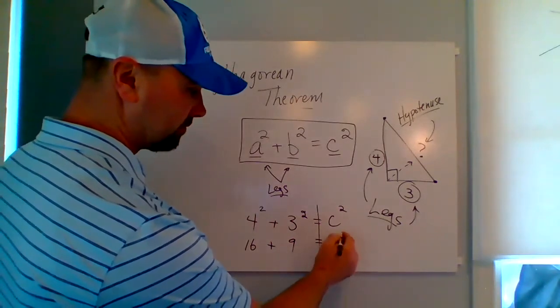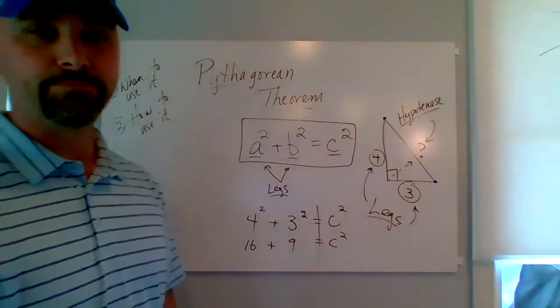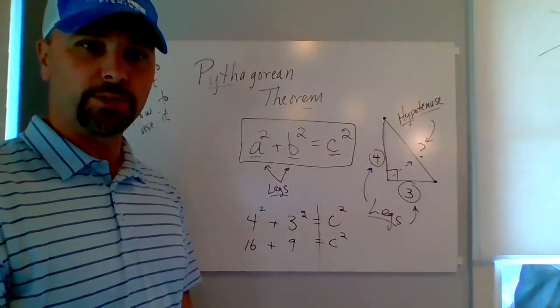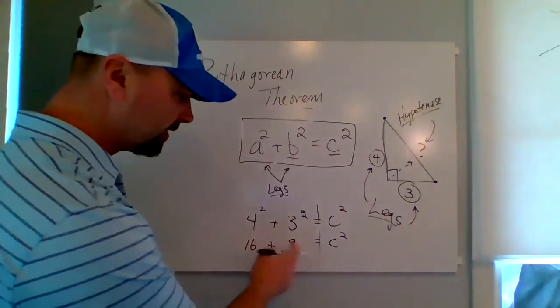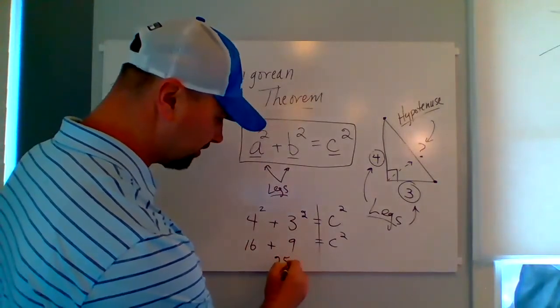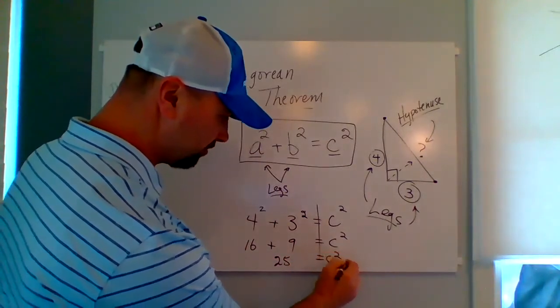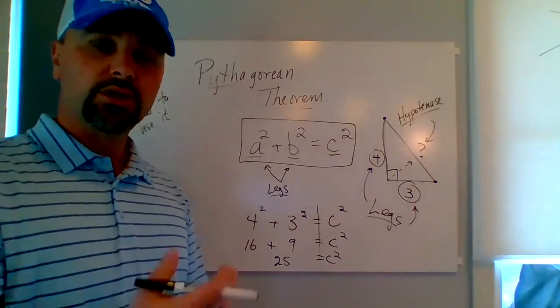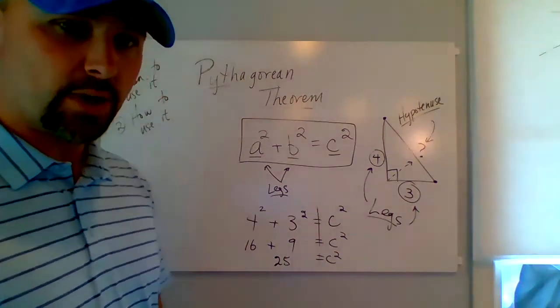equals c squared. Follow me so far? Take our numbers, put them together. 16 plus 9 is 25. So 25 is equal to c squared.